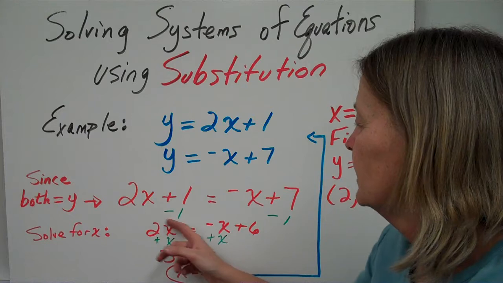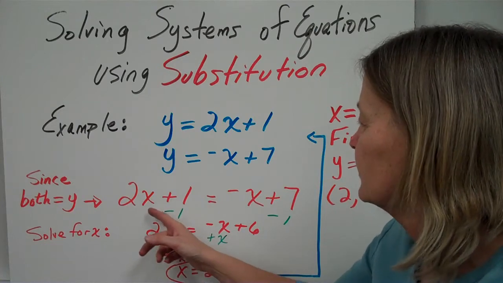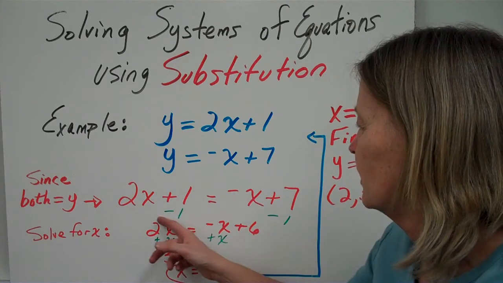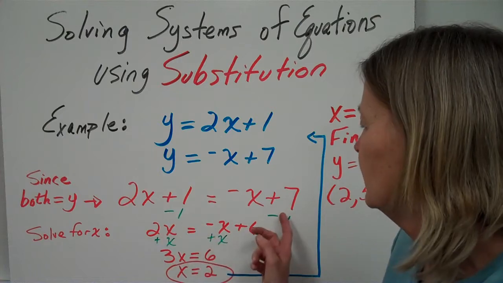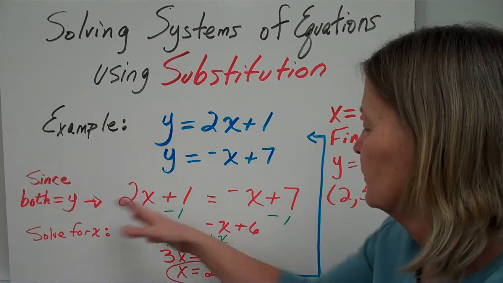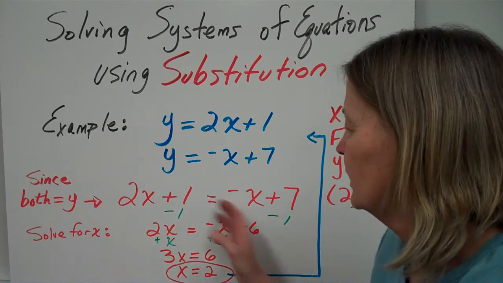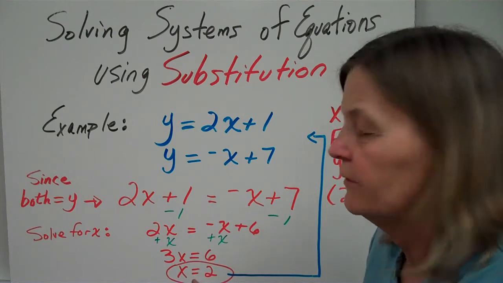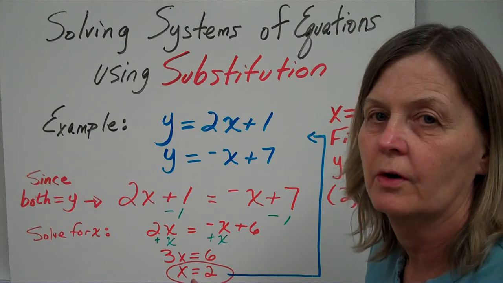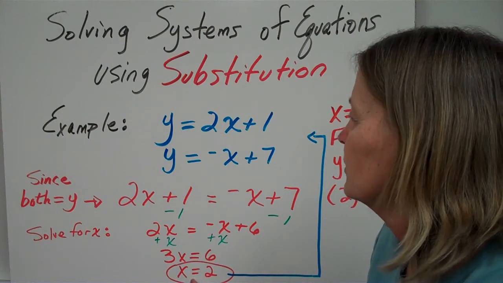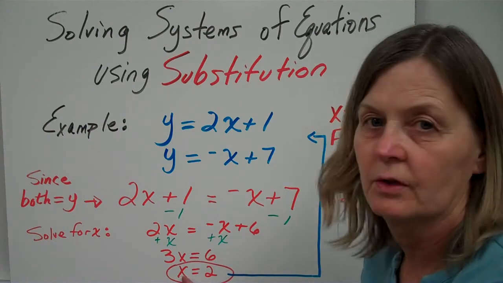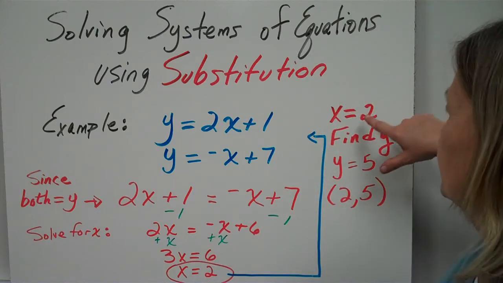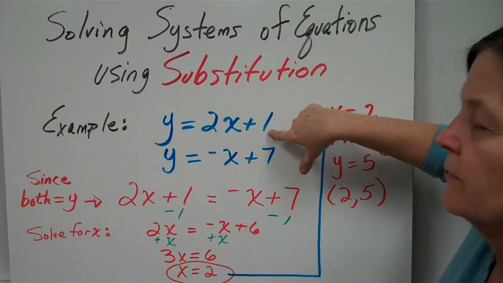When I solve for x with our basic equation solving, I'm going to subtract 1 here and get the x's over to the left. With our equation solving, I'm going to get an answer of x equals 2. I've now found one value for the ordered pair for the solution. Now I take this value of x equals 2, and I'm going to bring it up here and put it into one of these two equations.